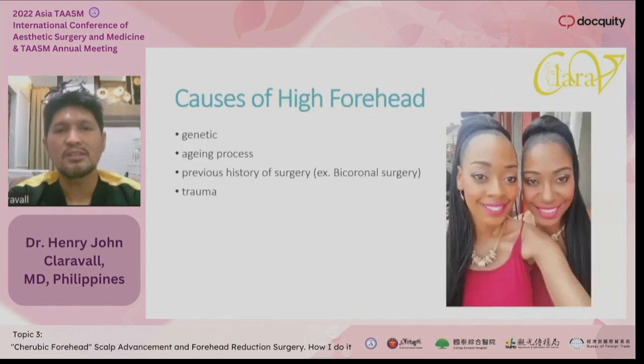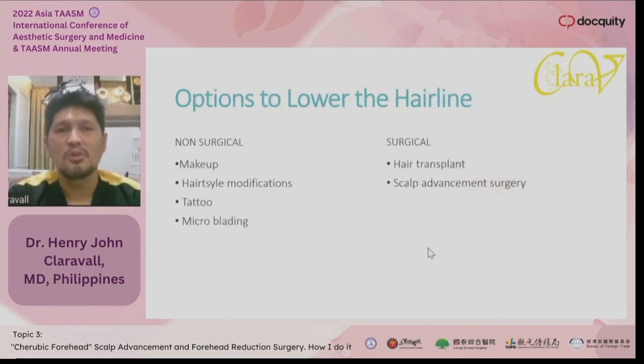So what are the causes of high forehead? The number one cause is, of course, genetic, followed by aging process, previous history of surgery like the bicoronal surgery, and of course, trauma. So if you want to guess what will be the appearance of your forehead when you grow old, you just have to look at your parents, your father or your mother. There are many options to lower the hairline.